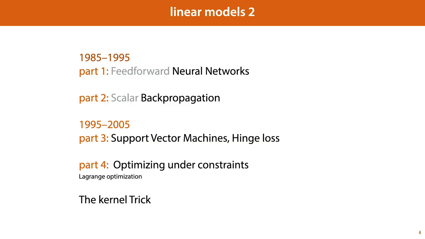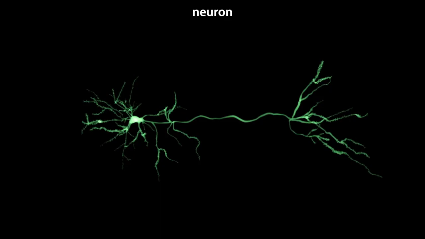The structure of today's lecture will be largely chronological. We will focus first on neural networks, which were very popular in the late 80s and in the early 90s. Then, towards the end of the 90s, interest in neural networks died down a little, and support vector machines became much more popular. In the next lecture, we'll focus on deep learning, which sees neural networks come back in a big way. In this video, we'll start with the basics of neural networks.